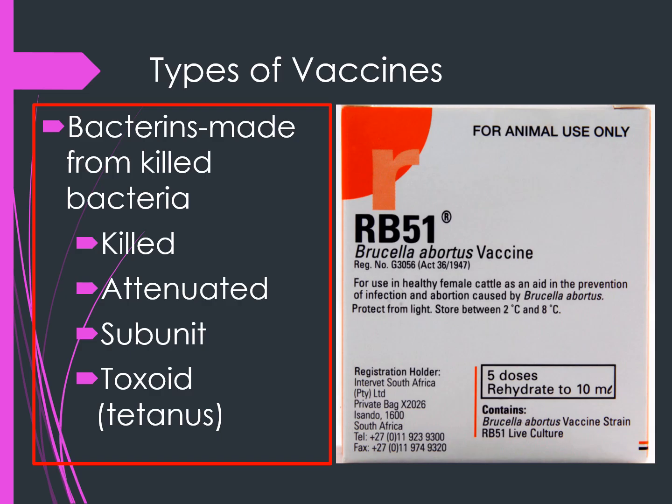Vaccines can also be made from bacteria. The bacteria can be killed, modified live, subunit, or toxoid. When you look to the right here, we have a Brucella abortus vaccine that is a live culture. The subunit vaccines, remember, only contain a portion of the bacteria, the portion that is needed to cause the immune response. And this can be a protein or a polysaccharide.